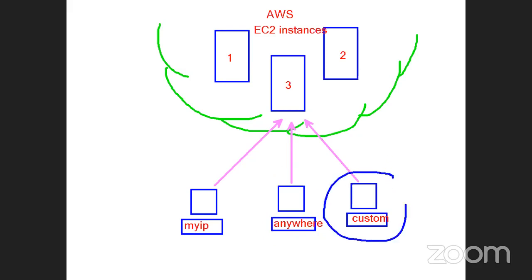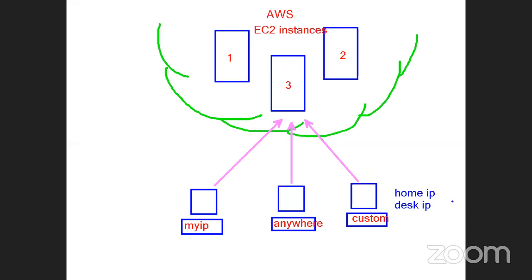If it is custom, you are specifying some custom locations, some custom IPs. As I want to log in only from my home, I'll give my home IP address. I'll give my office desk IP address. So I can specify from where I can log in. Are you following or not?